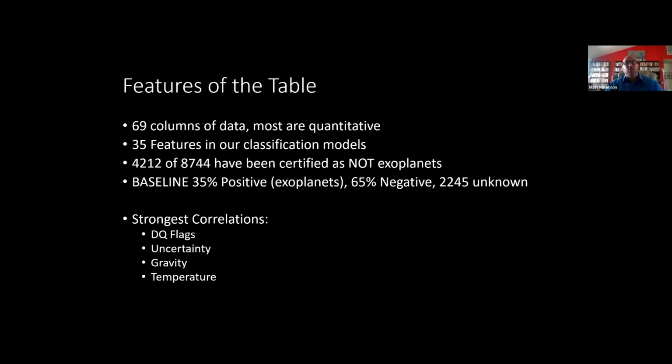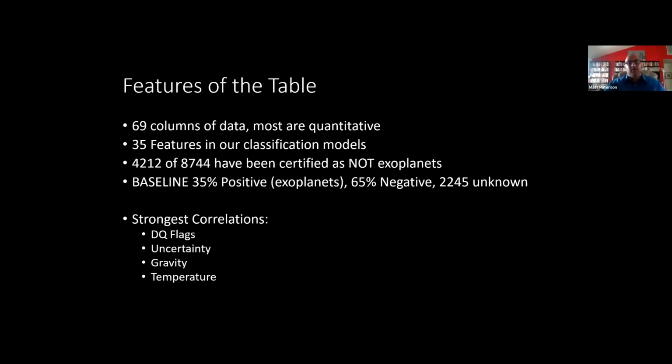Of those, 4,200 have been certified by NASA and Caltech to not be exoplanets. And there's 2,245 unknowns, which leaves us with a baseline stratification of 35% positives and 65% negatives. So if we were just to guess that every object on this whole thing was not a planet, we would be correct 65% of the time.